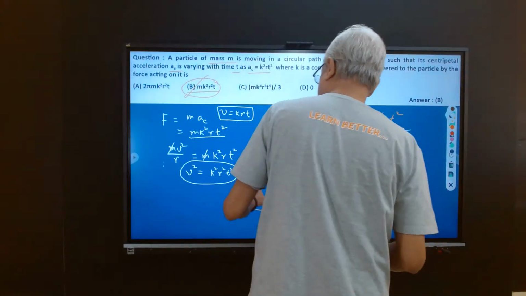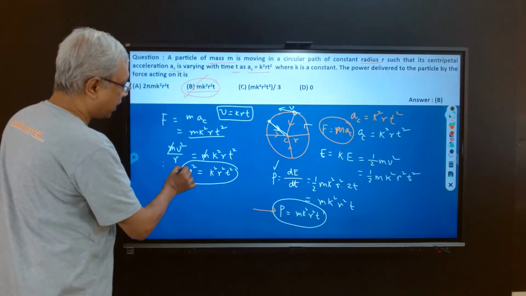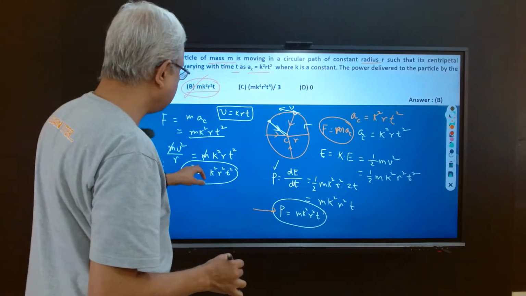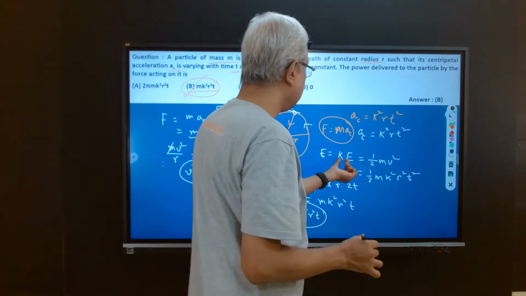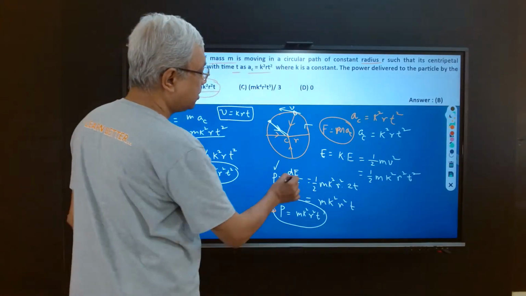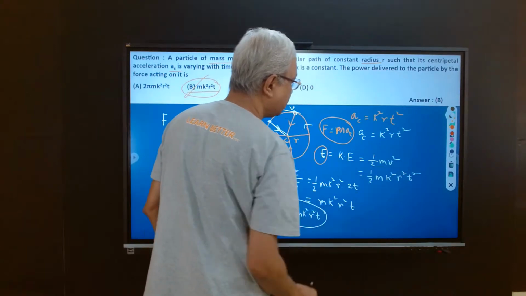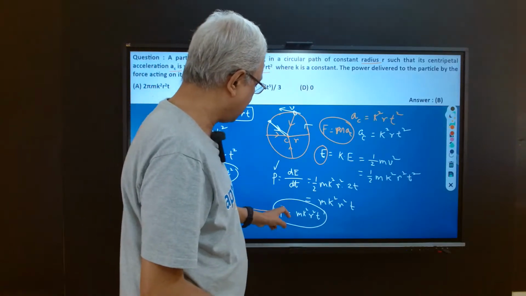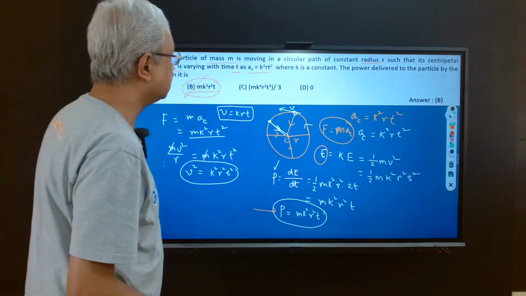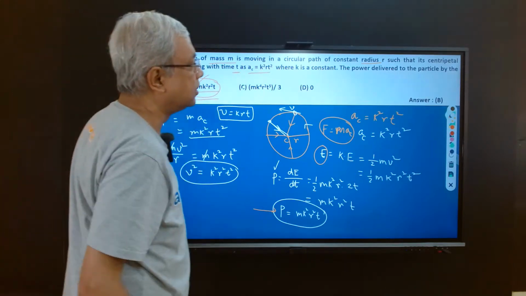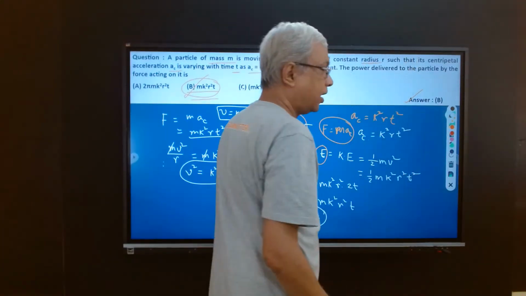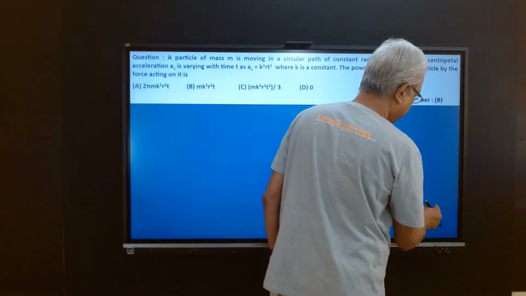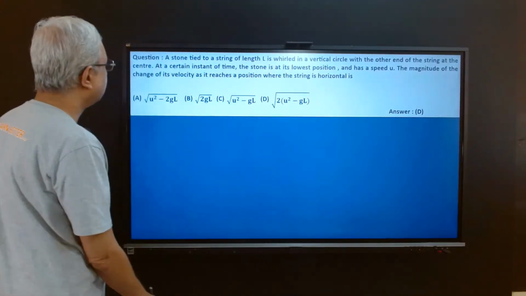Then we calculated v square, equating F as m v square by r, and then this v square was used in computing the kinetic energy of the particle, which is half m v square, and then we differentiated E with respect to time, that is the power. So P equal to m k square r square t is the correct answer. This is B. So B is the correct answer. I hope it is clear. Okay. Next problem.